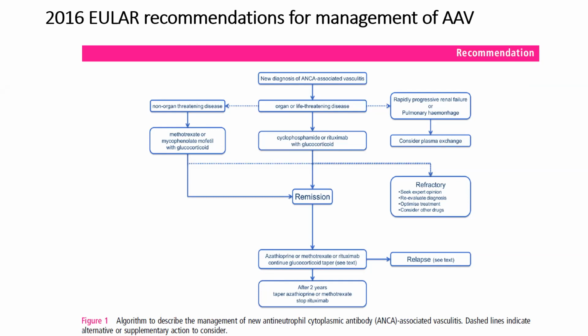If there's organ or life-threatening disease, then we give cyclophosphamide or rituximab with the steroids, and then we maintain the patient when they go into remission with either rituximab or switch to the DMARDs and treat for at least 2 years before stopping or tapering treatment. For patients who come with rapidly progressive disease like pulmonary hemorrhage or renal failure, plasma exchange can be considered to sort of acutely remove the offending antibodies from the system.